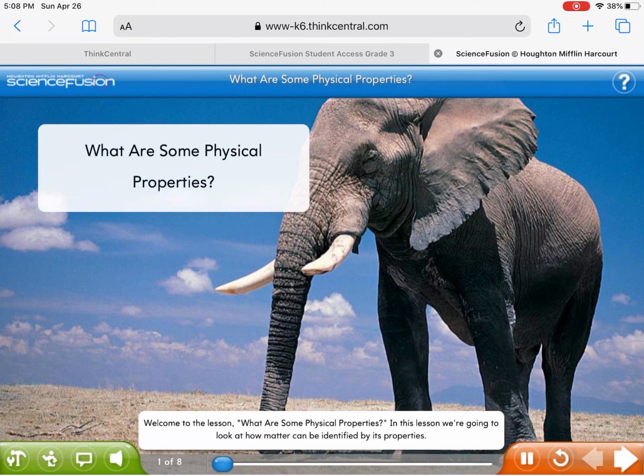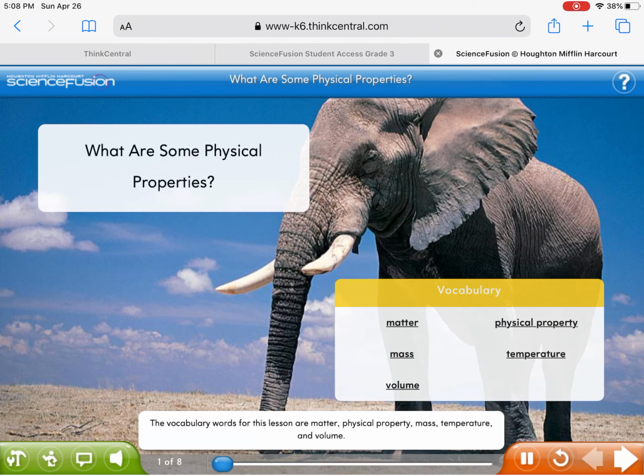Welcome to the lesson. What are some physical properties? In this lesson, we're going to look at how matter can be identified by its properties. The vocabulary words for this lesson are matter, physical property, mass, temperature, and volume. Click each word to learn more about it. Alright, I'm going to click on each word and read it to you.